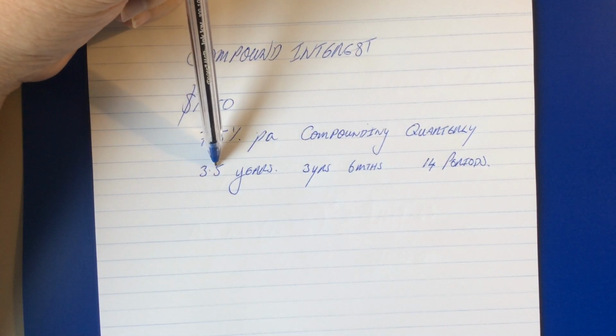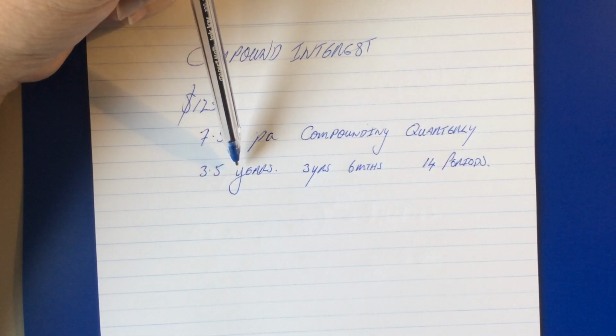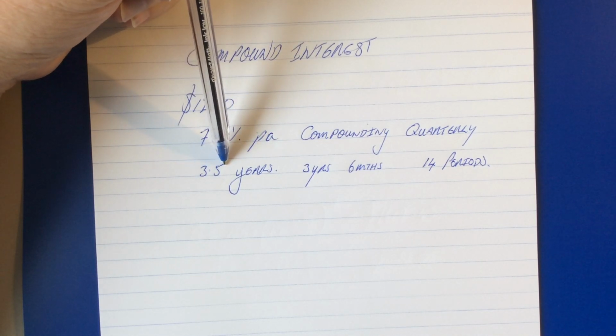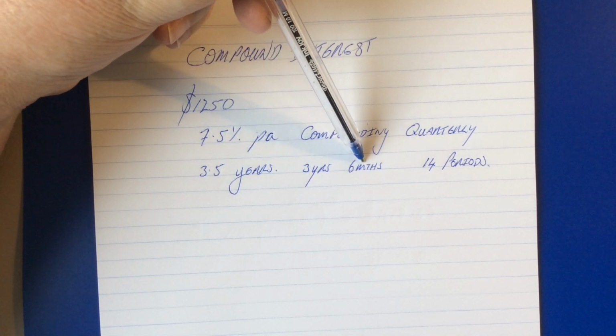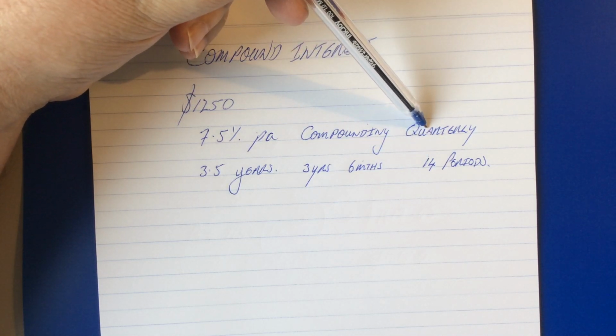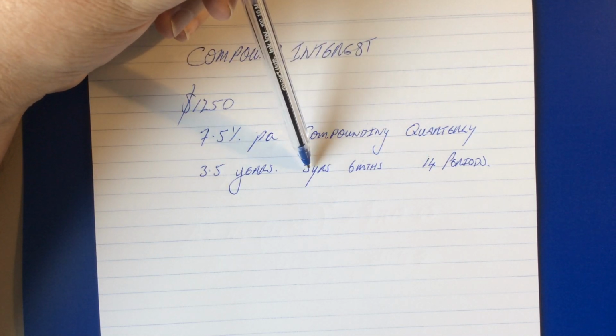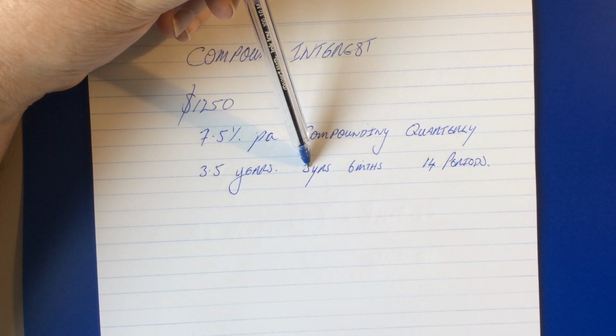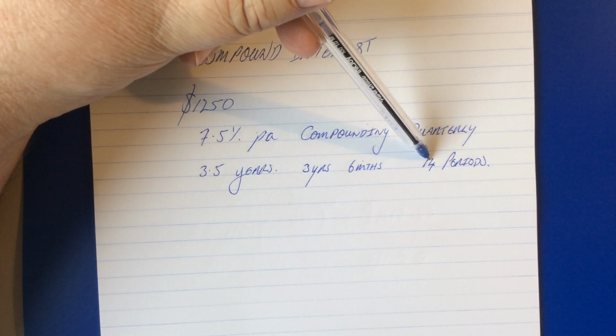We're using the same length of time that I have in those other videos, 3.5 years, which is 3 years and 6 months, or 14 quarterly periods. There are 4 quarters in each year, 3 fours are 12, and 2 here, which gives us 14.